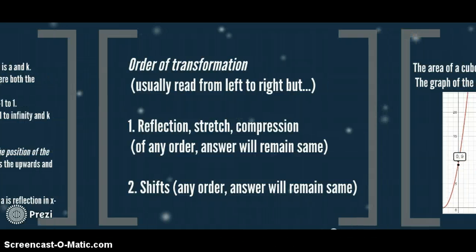Order of transformation. Transformation is usually read from left to right, but step 1 is usually reflection, stretch, compression of any order, and the answer will still be the same, and step 2 is any shifts of any order, but the answer will still remain the same as long as you follow step 1 and step 2.